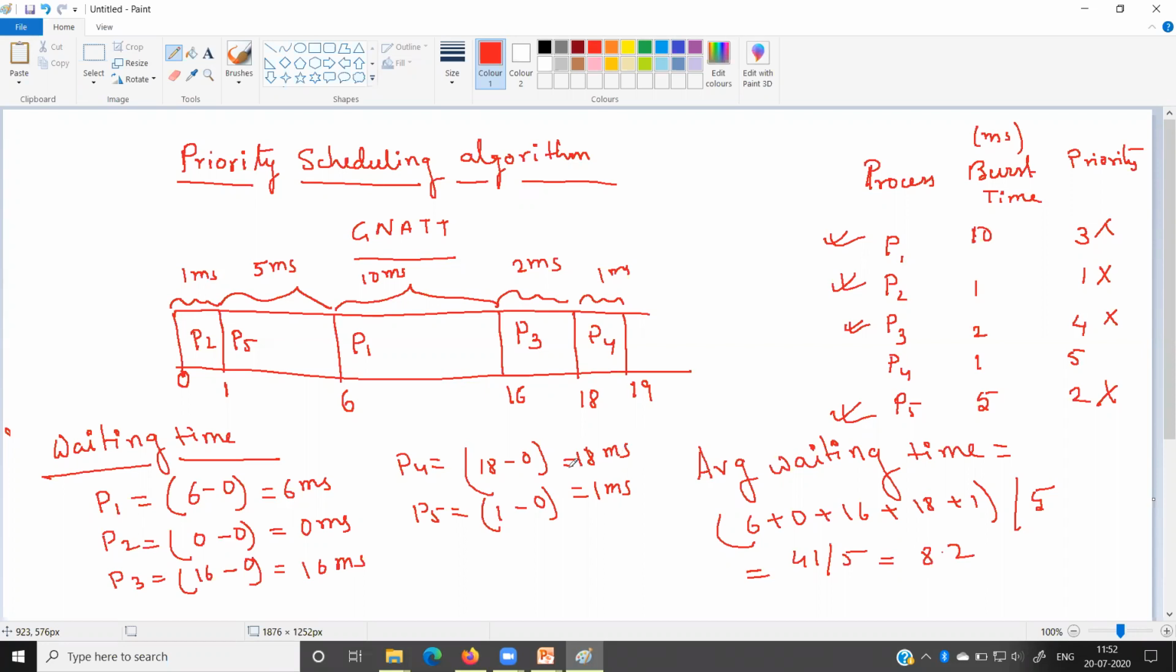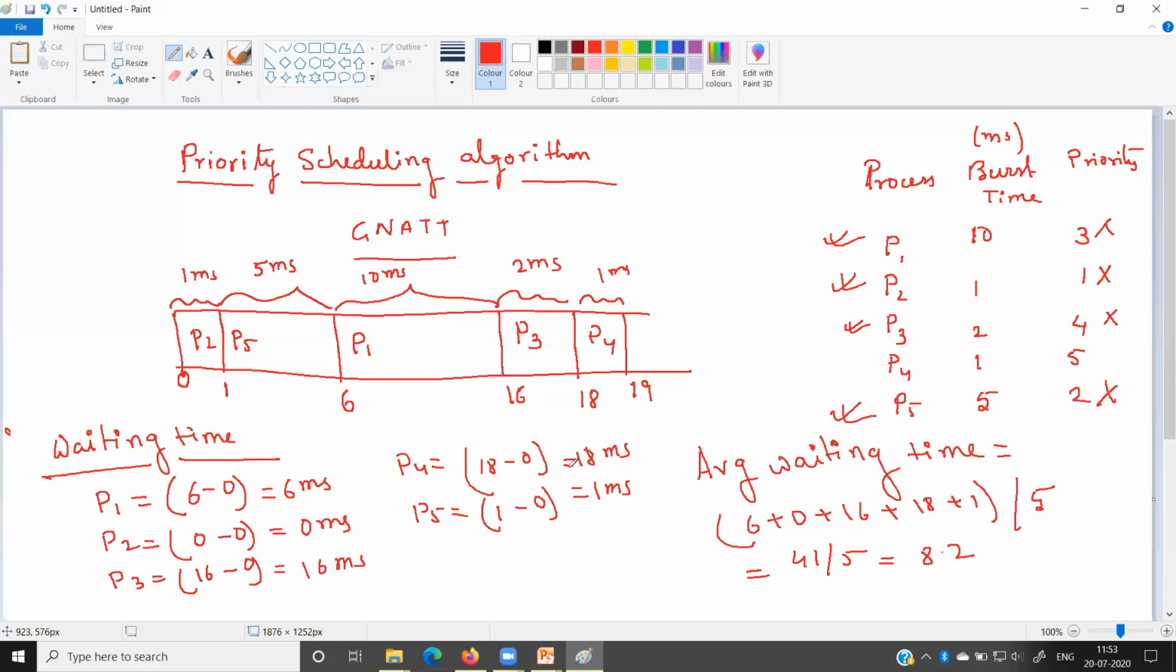Now you can observe one important feature of this algorithm. Since all the processes arrived at the same time, once P2 gets the chance, it will complete its execution and leave the CPU. Then P5 will continue, complete its job, and leave the CPU, then P1. So from the Gantt chart, you can observe that this scheduling is a non-preemptive scheduling algorithm.